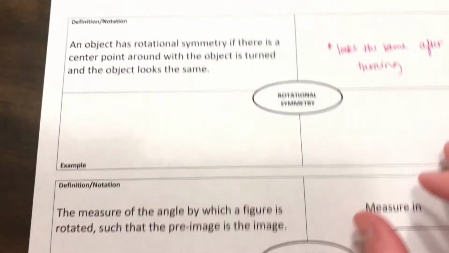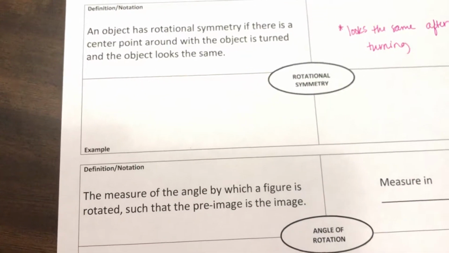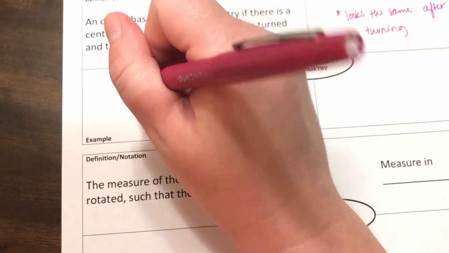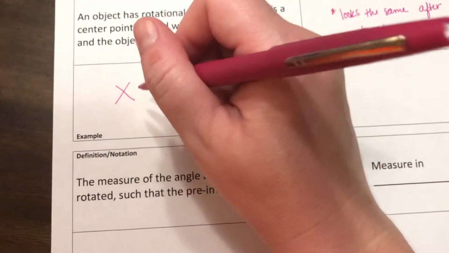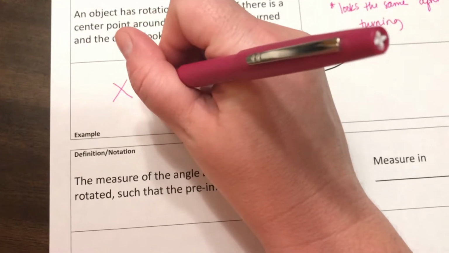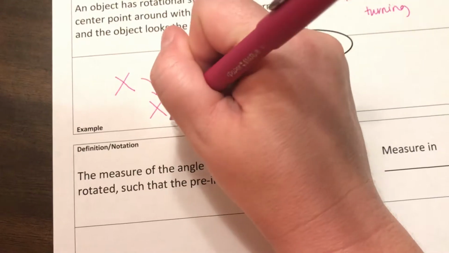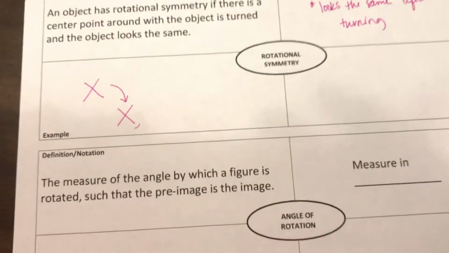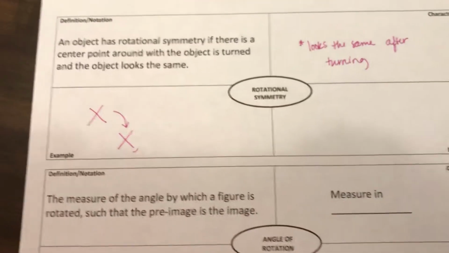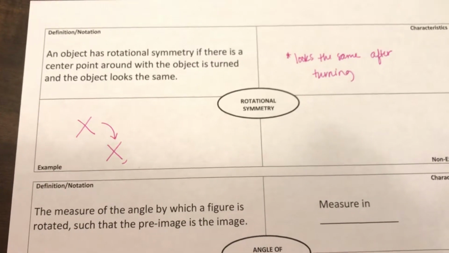Okay. So if we think about our alphabet, some letters that have rotational symmetry would include letters like X. If we turn an X 90 degrees, assuming it's a symmetrical X, the pre-image is going to look just like the image. The pre-image and the image look the same after the rotation has occurred.